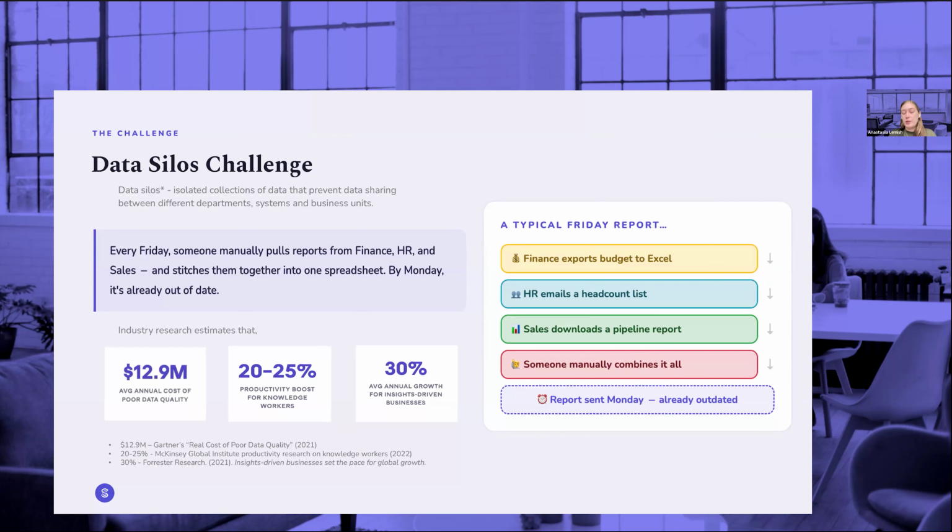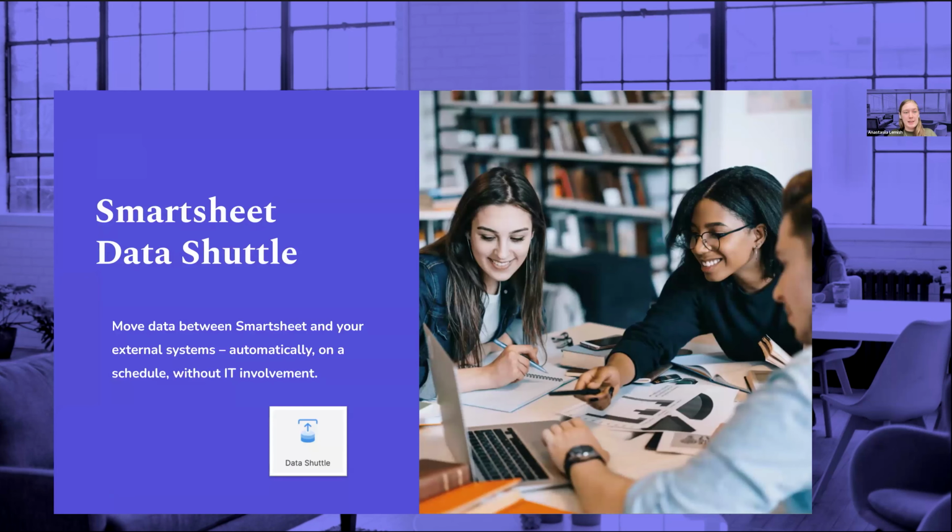So this comes at a real cost. Industry research estimates that poor data quality costs organizations on average $12.9 million per year. On top of that, manually created spreadsheets usually contain at least one error. But here is the flip side. Technologies can actually boost knowledge worker productivity by up to 25%, and businesses which automate and connect their data grow around 30% faster annually than those that don't.